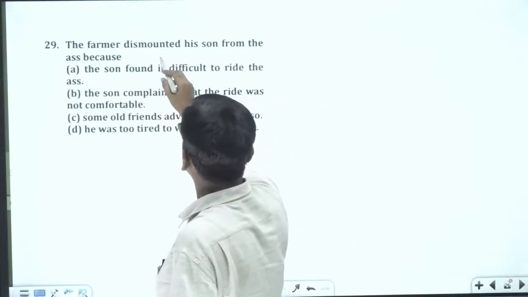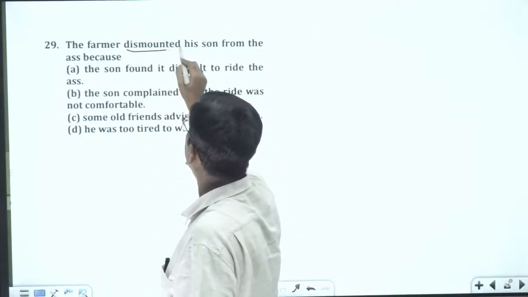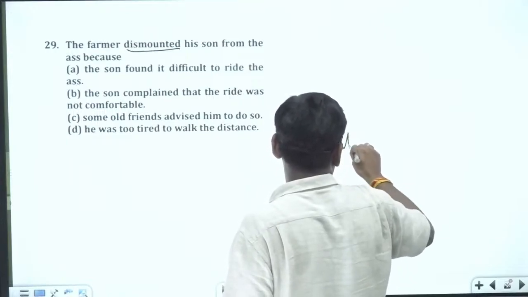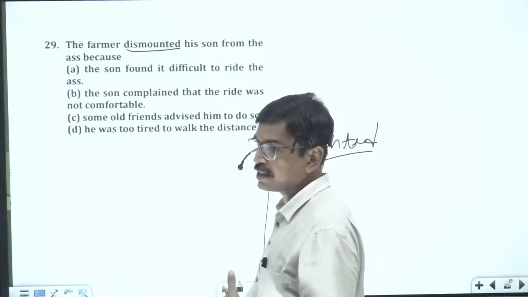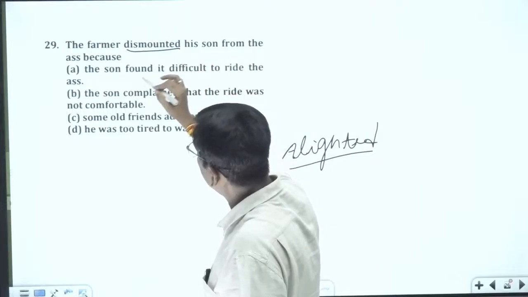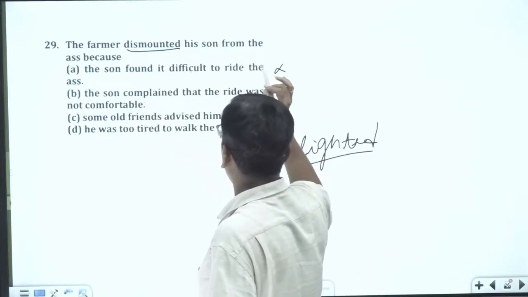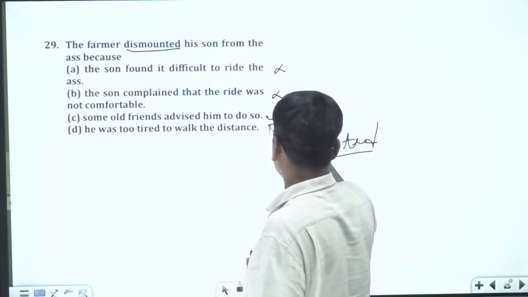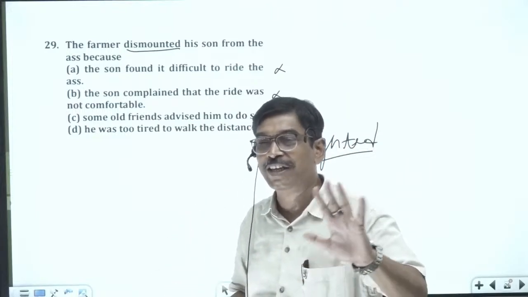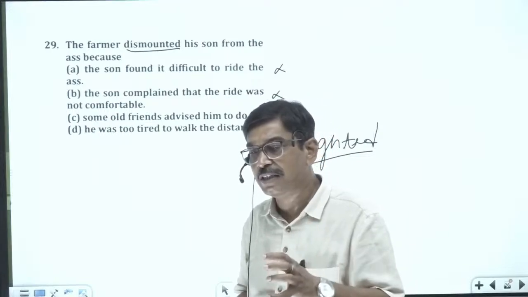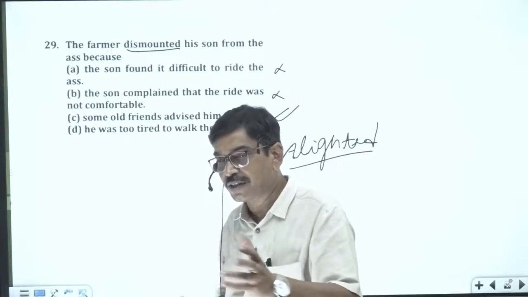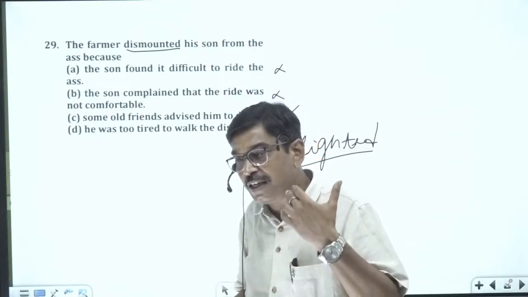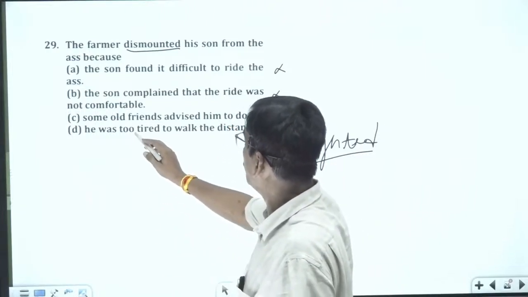Next, the farmer dismounted his son from the ass because, dismounted means alighted. Dismounted का मतलब होता है alighted, उतार देना नीचे, disembarked कर देना। So the farmer dismounted his son from the ass because the son found it difficult to ride the ass, not at all. The son complained that the ride was not comfortable, not at all. Some old friends advised him to do so. This is correct answer. And just listen to what is going on in the passage. Actually, the farmer is following each and every advice of those persons who are meeting with him on the way. That's the main point. And he, like a credulous character, very easily believes whatever is told. So some old friends advised him to do so.